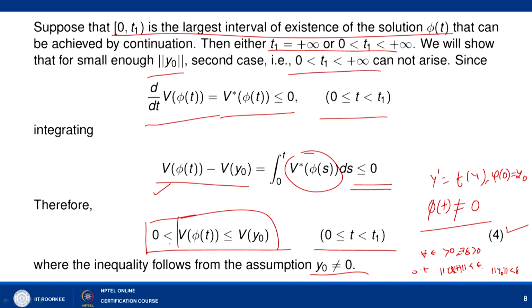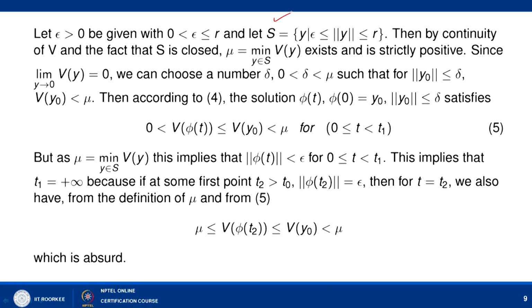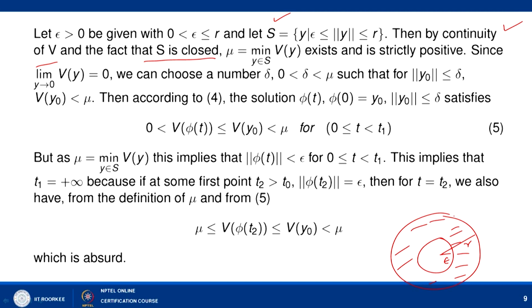So, let us say that corresponding to this epsilon you define a domain S. Let S be equal to all those y whose norm is lying between epsilon and r. This is a closed sphere, basically a closed annulus. It is like this: it is epsilon and it is r. This is the region given by S. So, S is closed because it contains the boundary points also, and V is continuous.